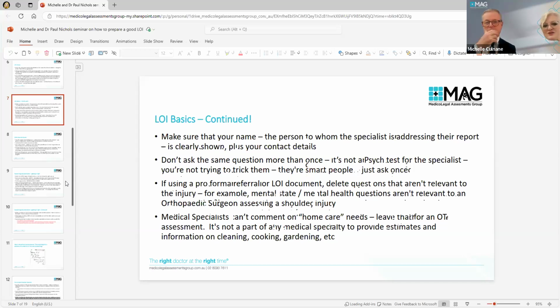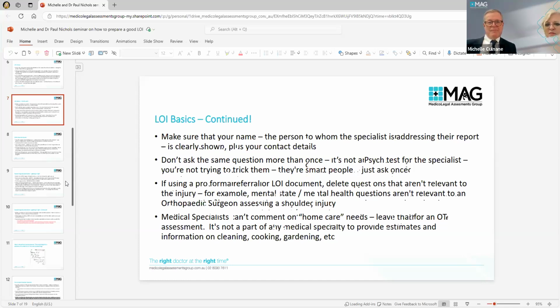Absolutely. And Dr. Nichols has already touched on our next point. If you are using a pro forma referral or LOI document, and a lot of businesses have gone to great efforts to create templates, go through it and delete the questions that are not relevant to your client's injury. If you are addressing a dentist, there's no need to put the mental health questions in the letter. If you're going to an orthopedic surgeon, they don't need to know about the tonsillectomy or the hearing loss. So remove any questions that are not relevant to that specialist.